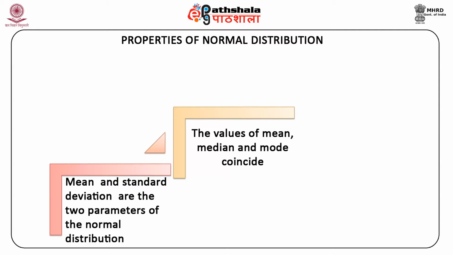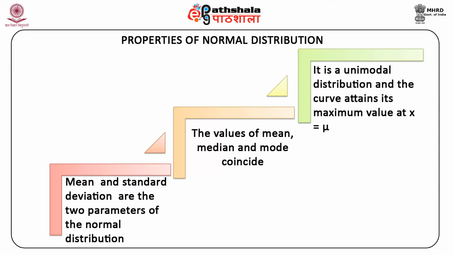The values of mean, that is the measure of central value, median, that divides the series into two equal parts, and mode, the most frequent value, coincide. If from the peak of the distribution we draw the perpendicular on the horizontal axis, also called the variable axis, the foot of the perpendicular gives the value of the mean, median, and mode.